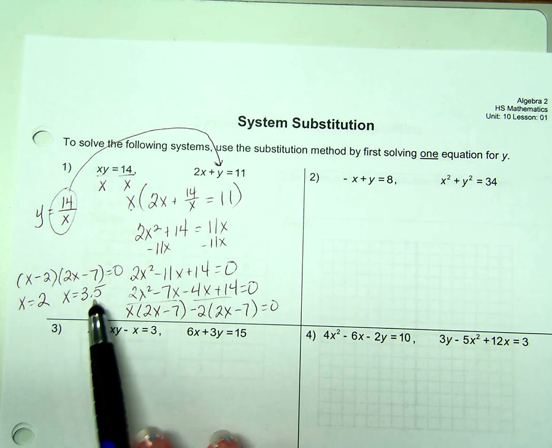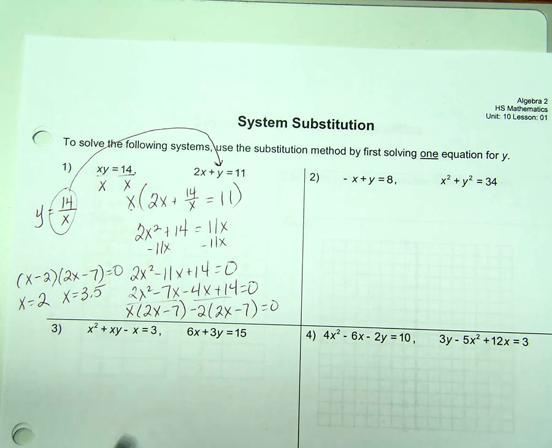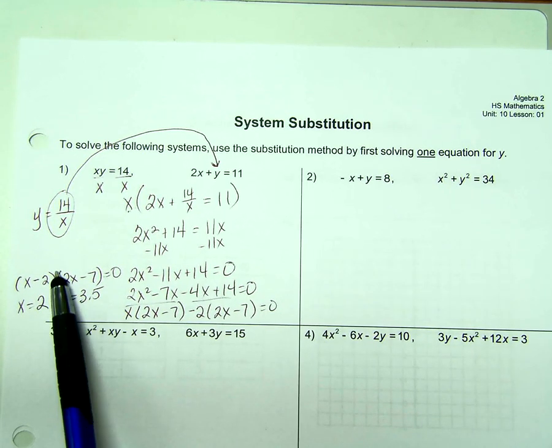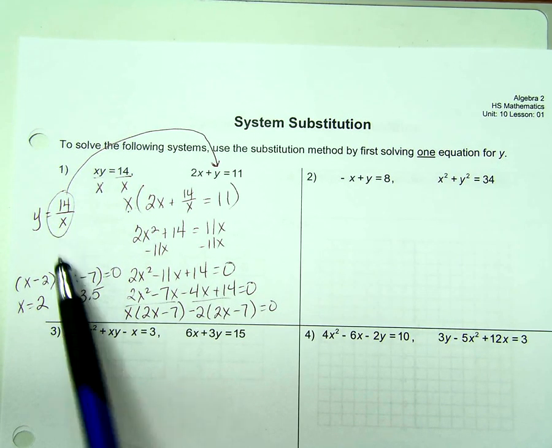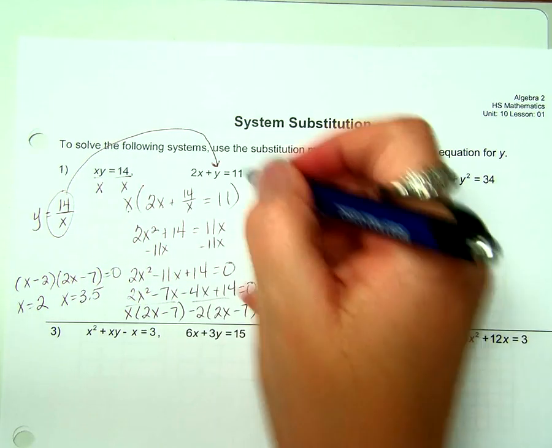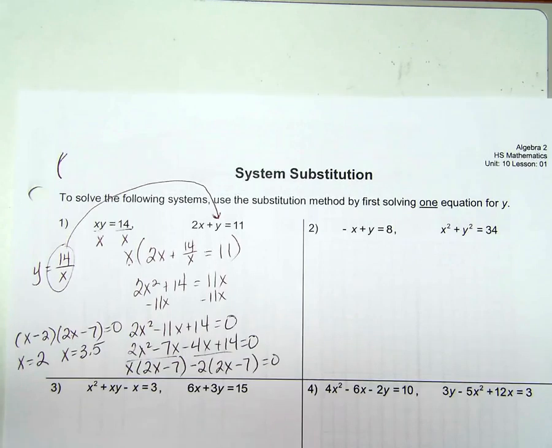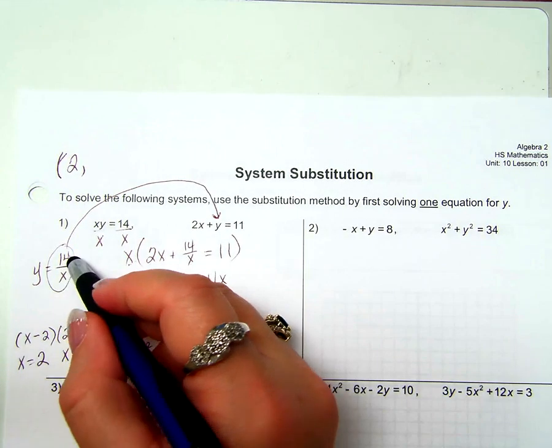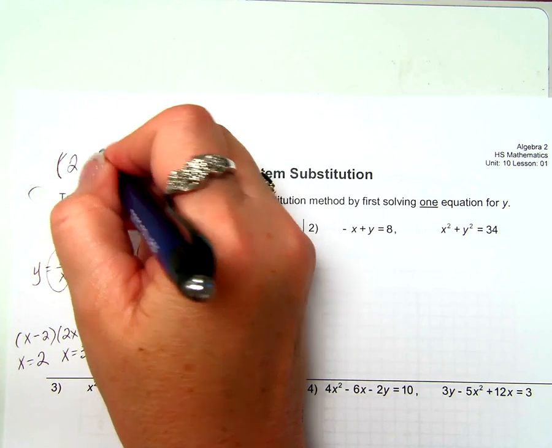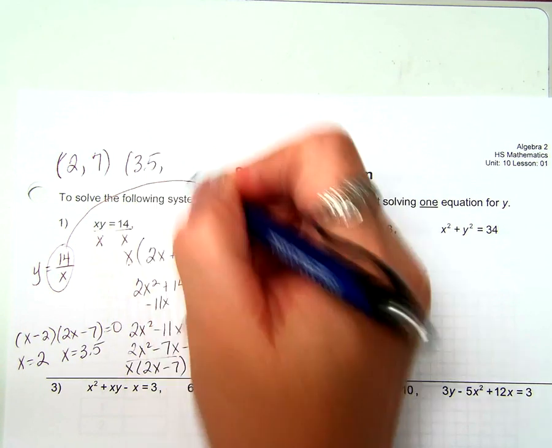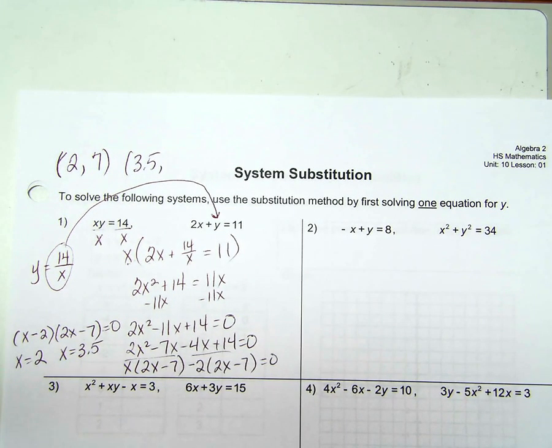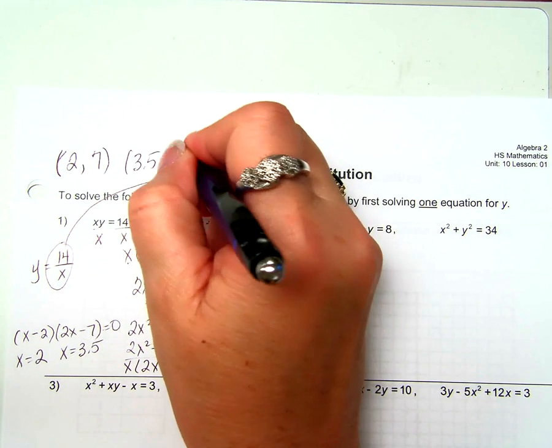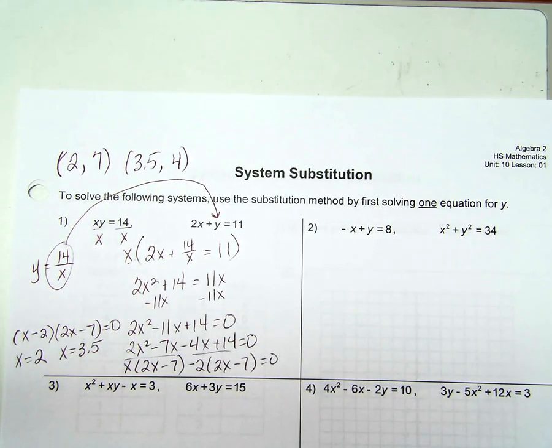So what do I do with each of those values? I would plug them in. And do you see why I wrote them on this side? Because I'm going right up there, aren't I? Okay. If x is 2, what is y? Yeah, because 14 divided by 2 is 7. If x is 3.5, what is y? What is 14 divided by 3.5? 4. And those are my two solutions.